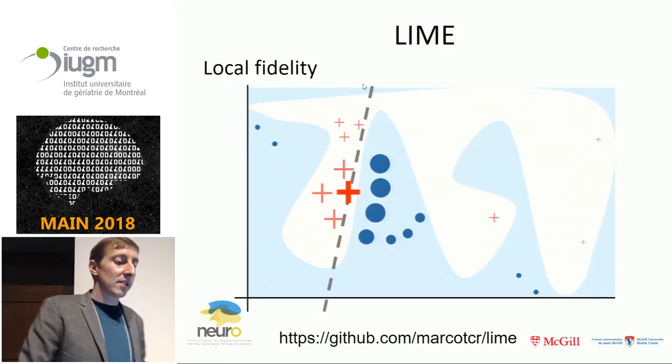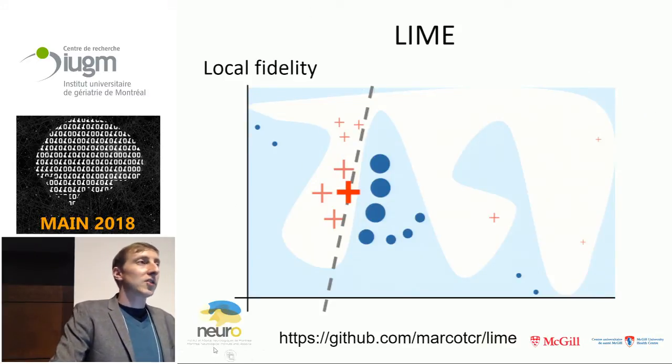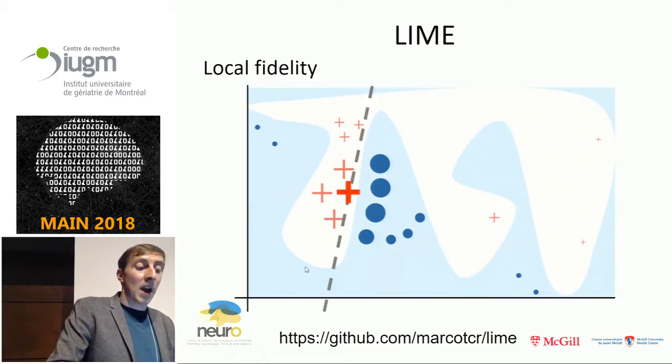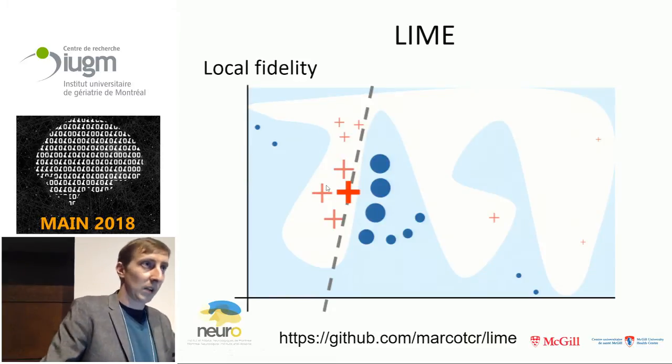So the idea is, let's say you've got this two-dimensional space, and you've got your actual decision boundary, which is highly nonlinear, and for this red cross here, you want to find what were the inputs that were important. And so you're going to compare it to all the data points around the input and come up with this interpretable linear model, a straight line, and use that instead of trying to explain the whole space in one go.